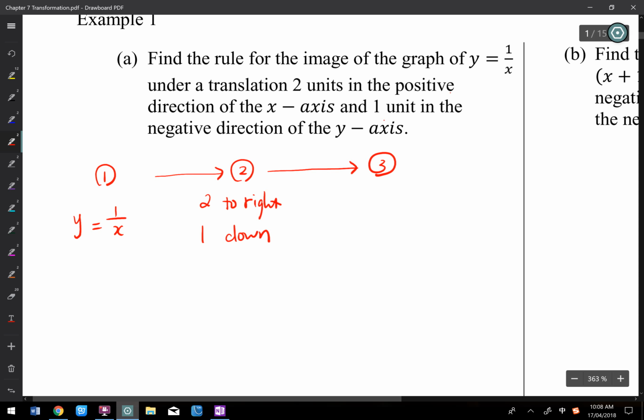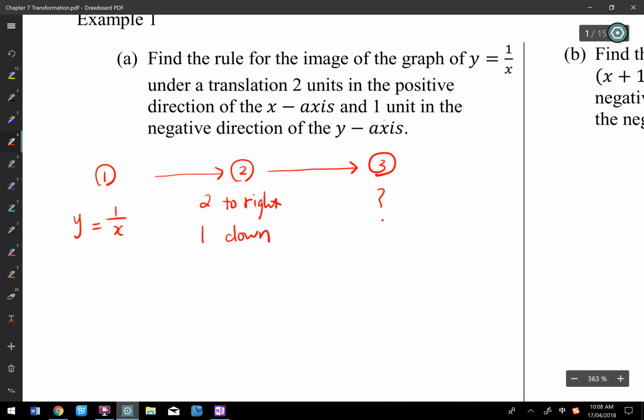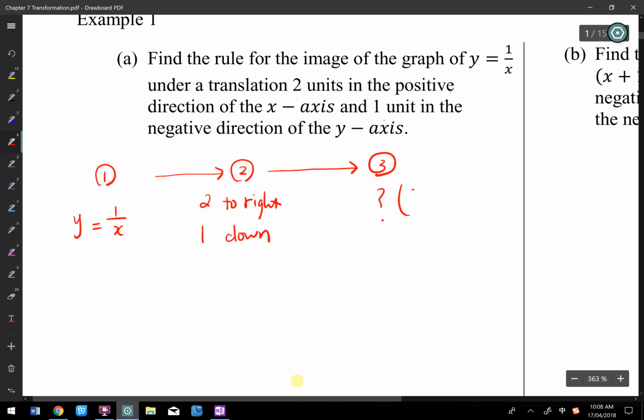Find the rule for the image. So number 3 is what I'm interested in. Just give you 1 and 2 and ask for number 3. Number 3 is the resultant function. The resultant function is in terms of what? In terms of x dash and y dash.